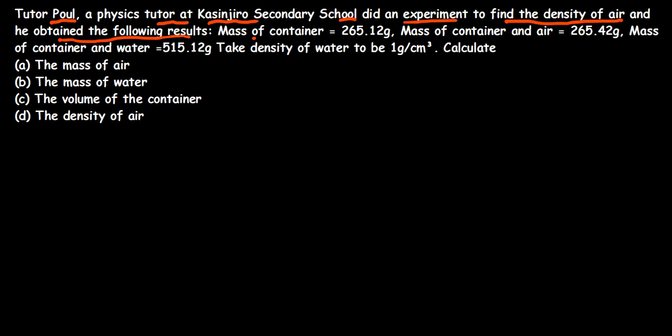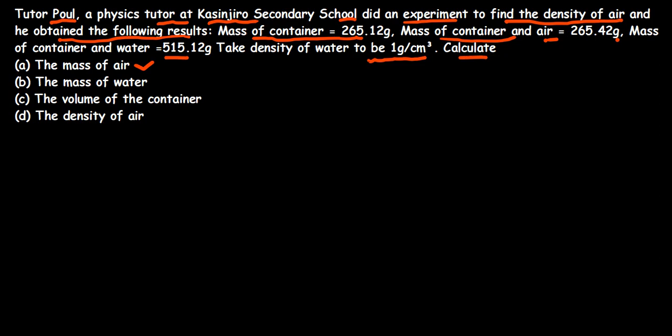Okay, so mass of the container was 265.12 grams. Mass of the container plus air was 265.42 grams, and then mass of the container plus water was 515.12 grams. And then they're saying take the density of water to be 1 gram per cubic centimeter. Calculate, the first question there, the mass of air.